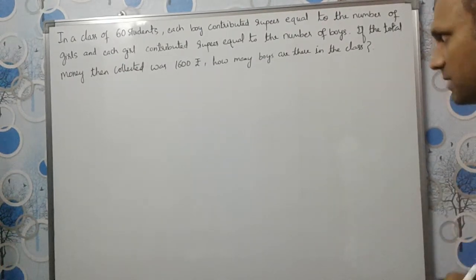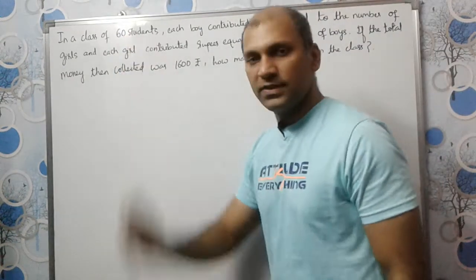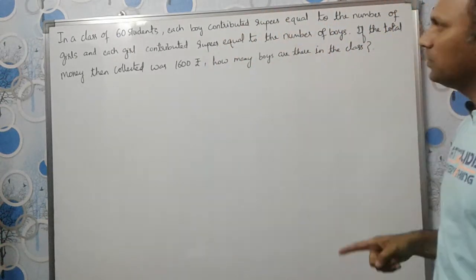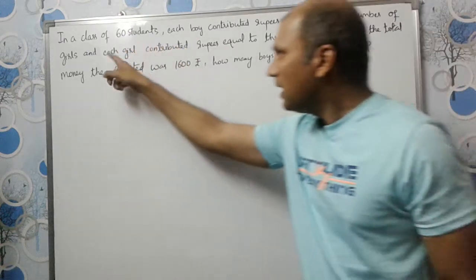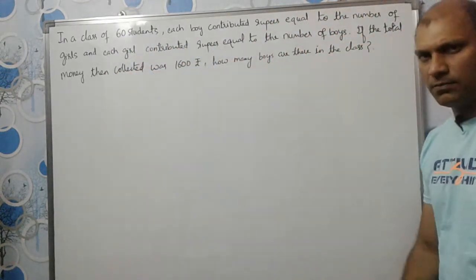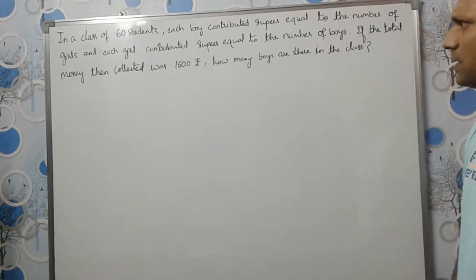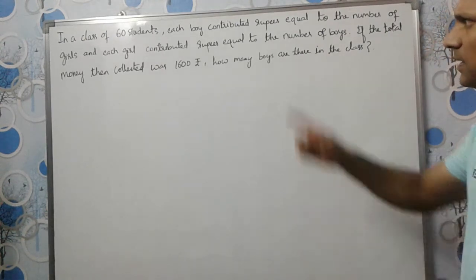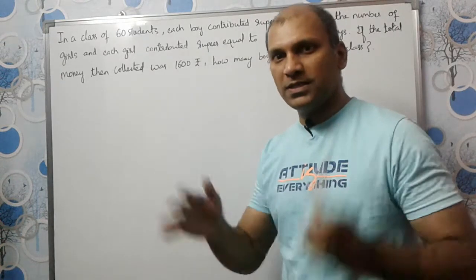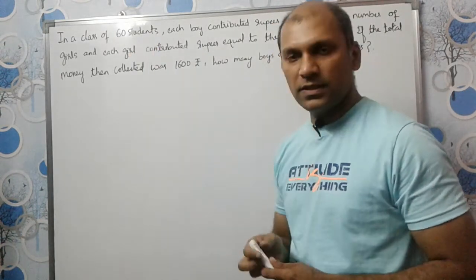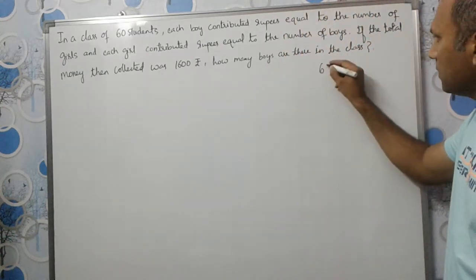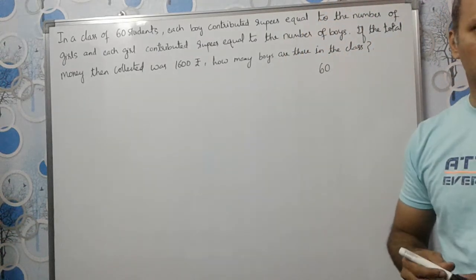Alright, let us solve this problem. In a class of 60 students, each boy contributed rupees equal to the number of girls and each girl contributed rupees equal to the number of boys. Now what is this? See, in a class of 60 students, so the number of boys plus the number of girls is 60. The sum is equal to 60.